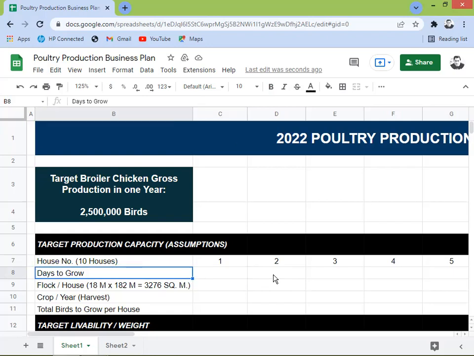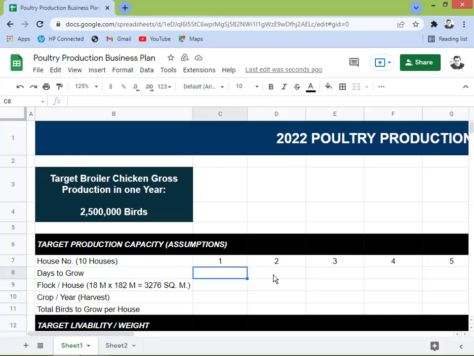Usually, especially in the West, in North America and Europe, which are really cold areas with low temperature and low relative humidity, they grow the chickens up to 40 to 42 days. That would be 6 weeks of growing.